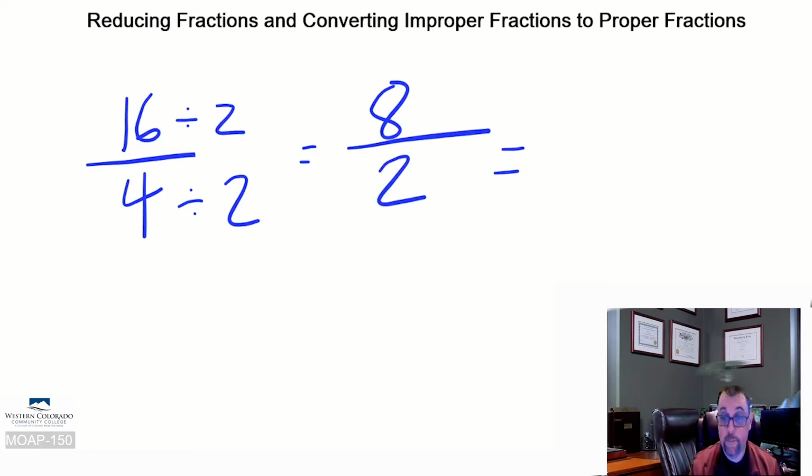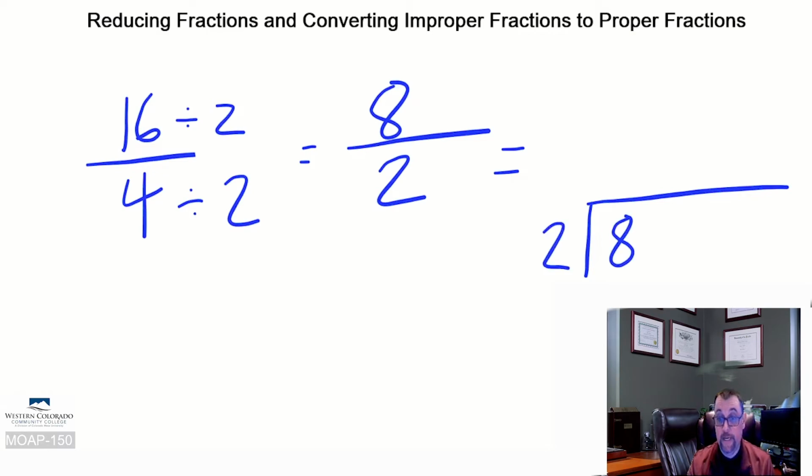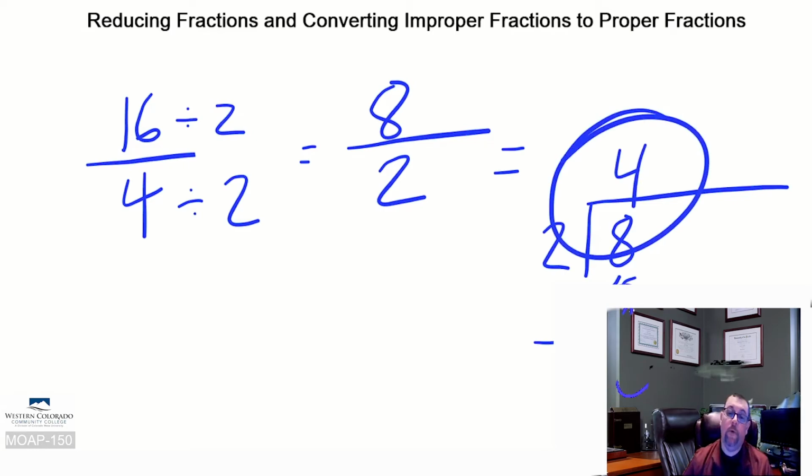So if we were going to convert this improper fraction, here's what happens. 8 divided by 2. Does 2 go into 8? Yes, it goes in 4 times. So we come up with our 4 if we reduce first or convert to proper first. It doesn't make any difference mathematically.